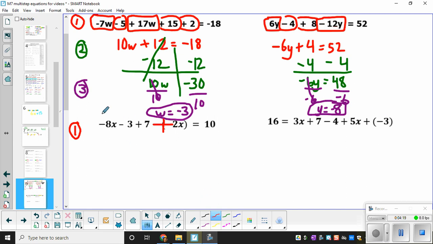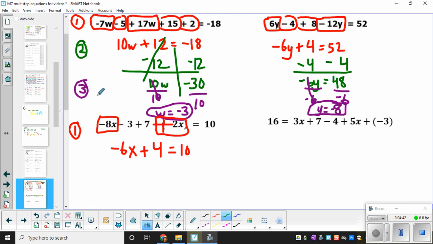Now for this one over here, we've got the negative 8x. And again, that double negative turned into a plus 2x. So negative 8 plus 2 is negative 6x. Negative 3 plus 7 is positive 4, so I'm going to put plus 4. And this equals 10. So we took care of the first step to combine like terms.